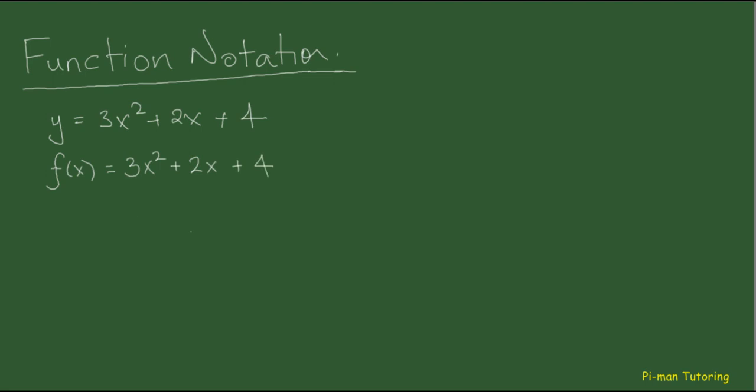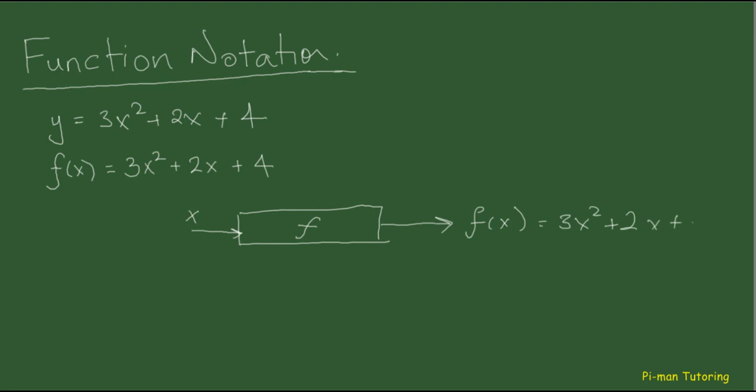And it's useful to think about this as a function box of some kind. Some black box, we're feeding in values of x, and then out of the other side comes the function of x, which in this case is the quadratic 3x squared plus 2x plus 4.